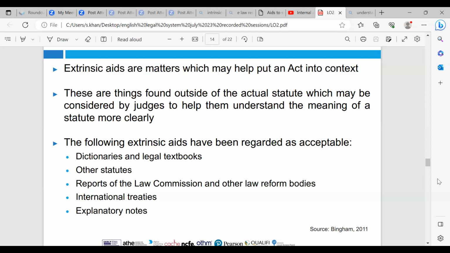There are things found outside of the actual statute which may be considered by judges to help them understand the meaning of a statute more clearly. Aids that are acceptable are dictionaries and legal textbooks, other statutes, reports of the Law Commission and other law reform bodies, international treaties, and explanatory notes.